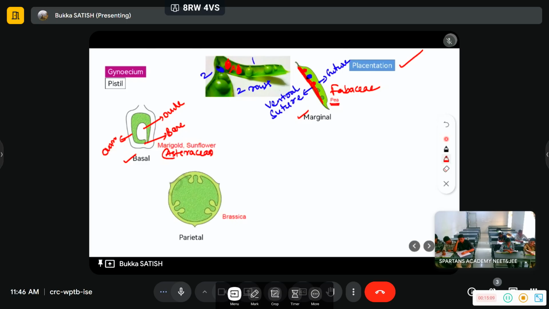Next one, parietal placentation. Again, the inner wall of the ovary is what we call the parietal part. Ovules are attached on the parietal part of the ovary wall. Parietal placentation, Brassica. This is Brassicaceae. In Brassica, you can see this thing.